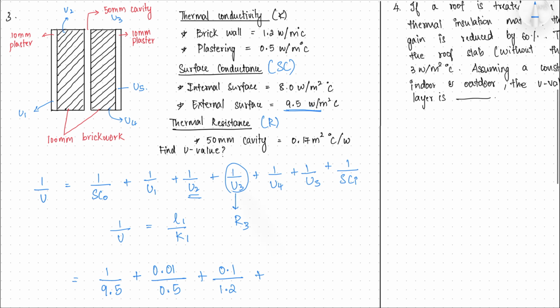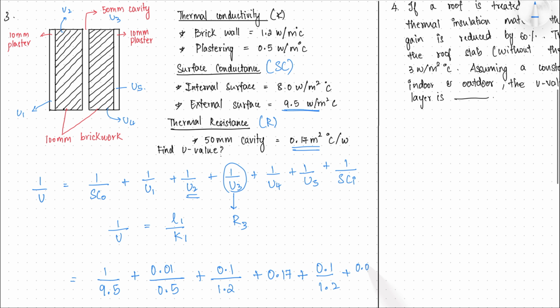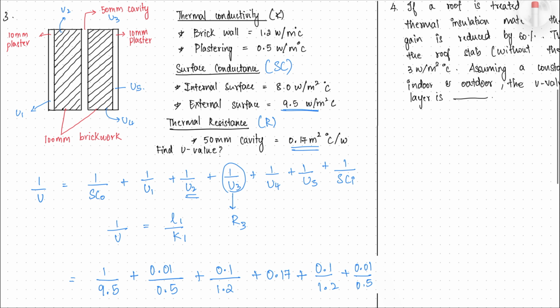And plus, for R3, the cavity, they have given the thermal resistance directly, so we'll just put it directly. It is mentioned here as 0.17. So 0.17 plus again the brick wall, which is 0.1 by 1.2, and again the plaster, which is 0.01 by 0.5. And lastly, it's the surface conductance of the interior surface, which is 8, so 1 by 8.